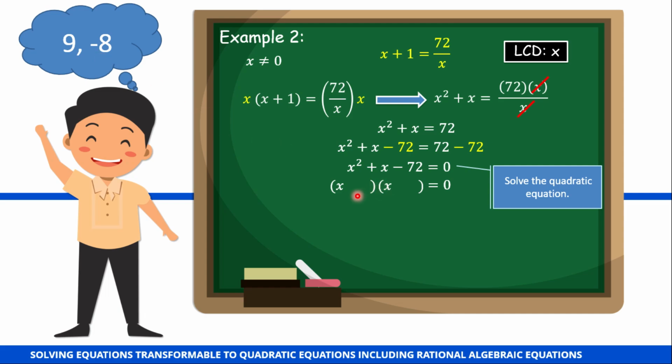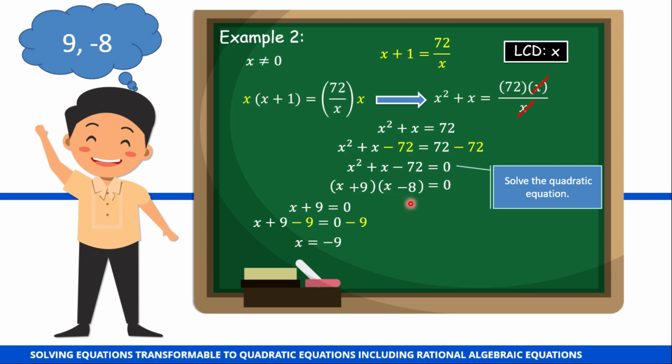Ilagay natin ang mga numbers na ating nakuha dito sa ating mga factors. So we have plus 9 and minus 8. Let's use the zero product property. Kunin muna natin ang x plus 9. X plus 9 is equal to 0. Using addition property, add tayo to both sides ng negative 9. And then, simplify. X na lamang ang may iwan sa side na ito kasi 9 minus 9, that is 0. And then 0 minus 9, we have negative 9. The first value of x is negative 9.